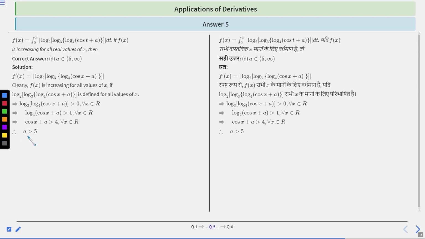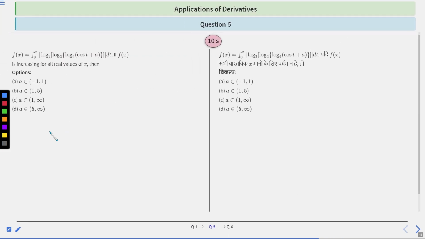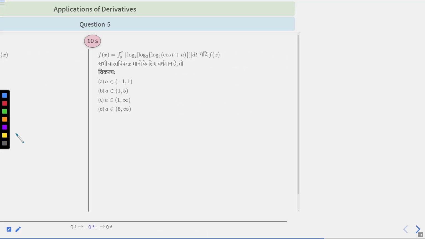Therefore a is greater than 5, clear. So I think option D is the right one. A is greater than 5, that is, a belongs to 5 to infinity. Okay, got it. Okay, let's move to the next question.